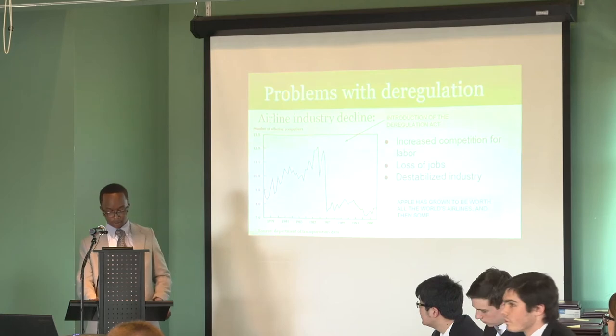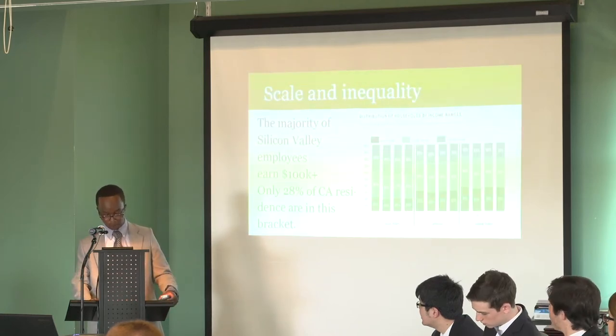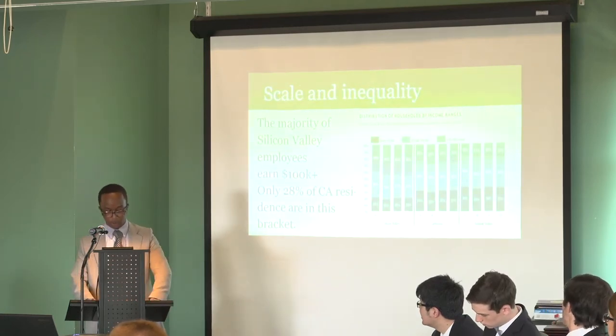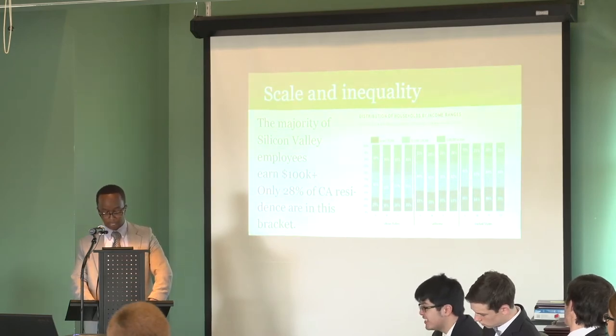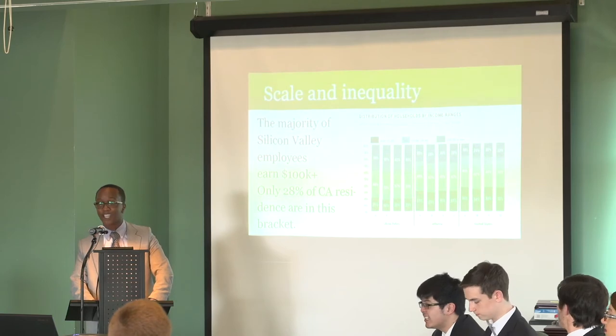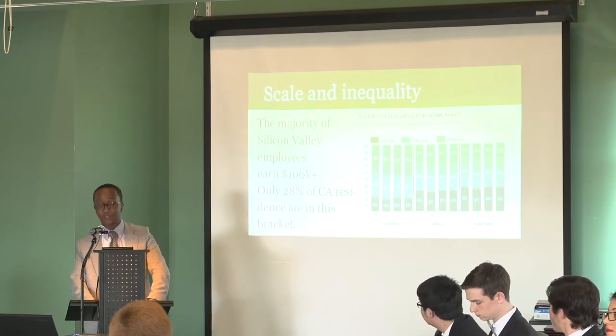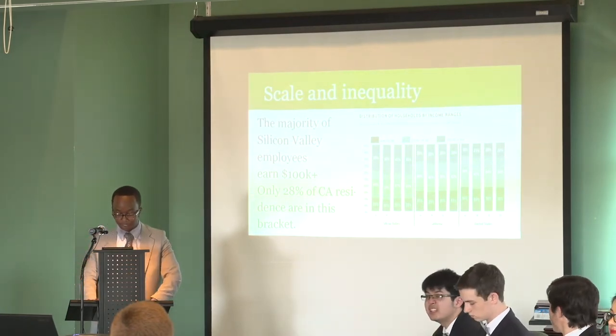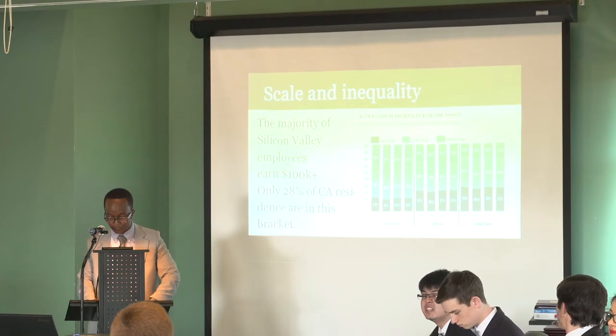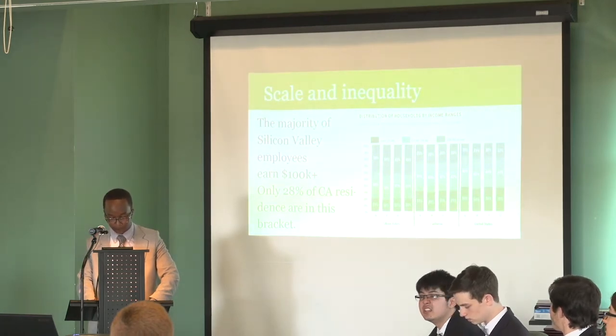So as mentioned, the technology industry is very large. It accounts for 6% of the US GDP, and in 2013, the average annual wage for high-tech workers in Silicon Valley was $196,000, compared to the average of $54,000 in the US. From this, we can see that the average employee in Silicon Valley is already well compensated for their work in comparison to the rest of the economy.